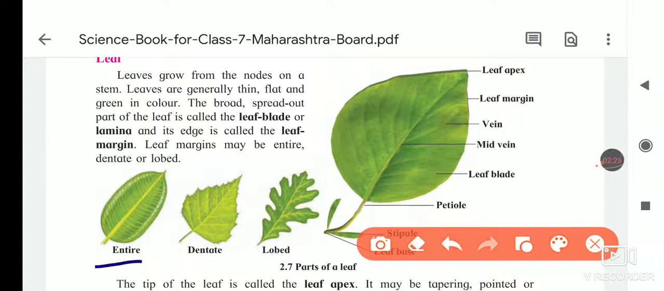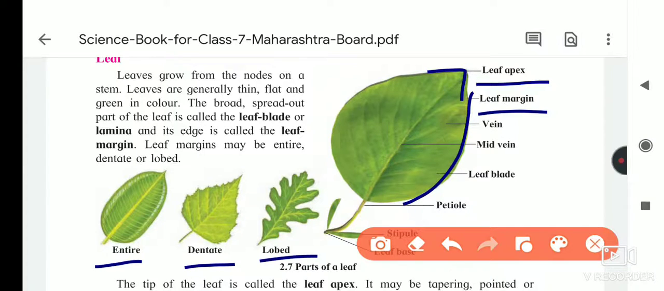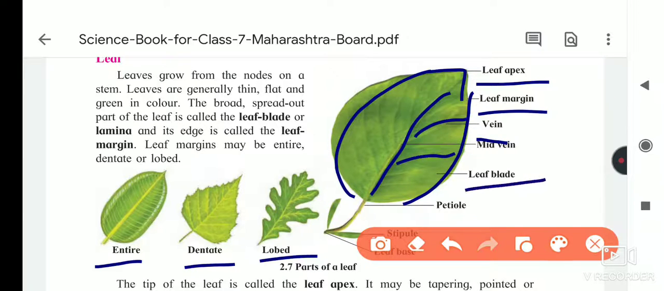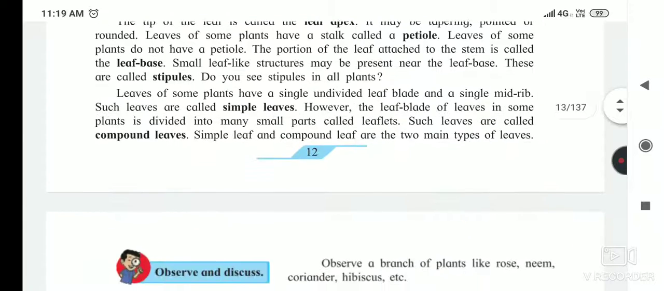Here the types are entire, dentate and lobed, and this is the leaf apex and the leaf margin. Then the veins: this is the midvein, and these are the secondary veins. Then the leaf blade is this whole part. And this is the petiole, and this is the stipule and the leaf base.